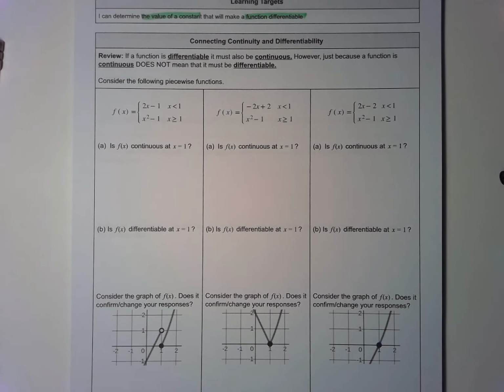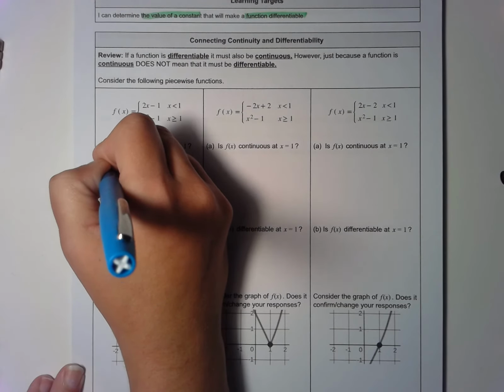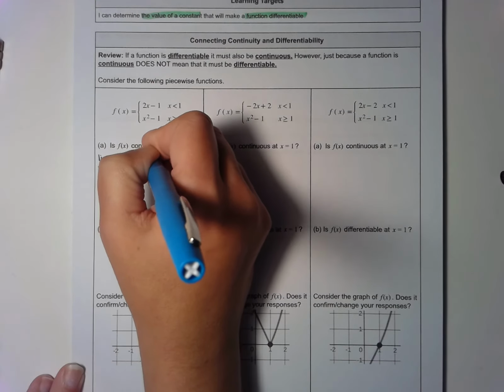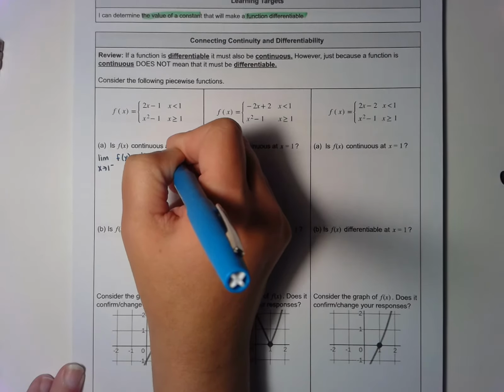They all have the same breaking point at x equals 1, and they're very similar functions. However, we're going to be looking at these three because they all have something a little bit different going on when it comes to continuity and differentiability. For part A, for each of these functions, we're going to try to determine if the function is continuous at x equals 1. In order to determine whether a function is continuous, we need to look at the limit as x approaches 1 from the left, the limit as x approaches 1 from the right, and f of 1.